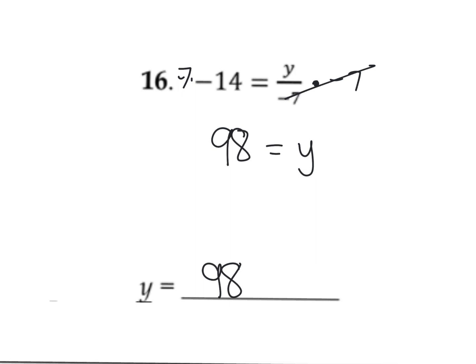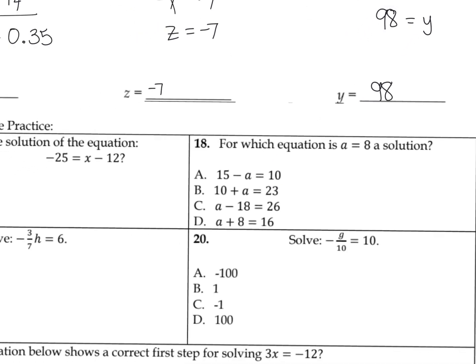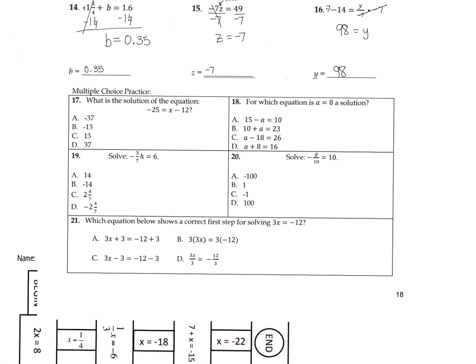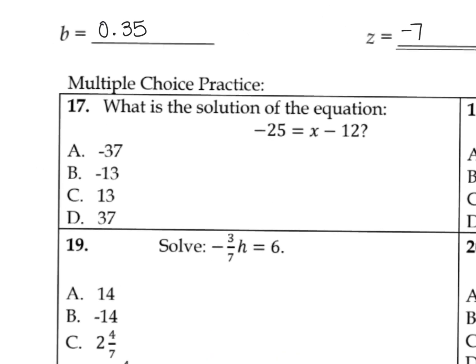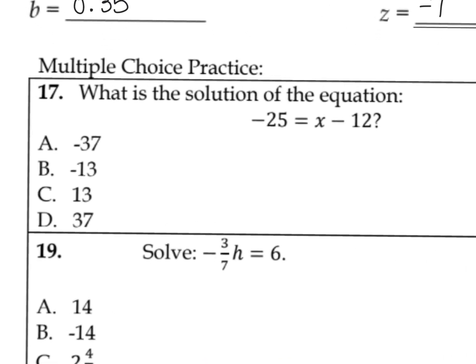All right, so that's it for the notes. Down here, we're going to go through these problems one at a time. You can take as much time as you need to solve them, and then it will ask you for your answer. So, starting with 17, it says, what is the solution to the equation negative 25 equals x minus 12? So think about what you have to do to both sides and get your answer.